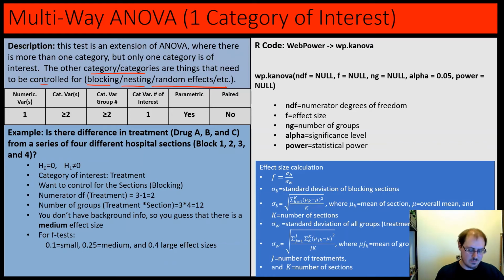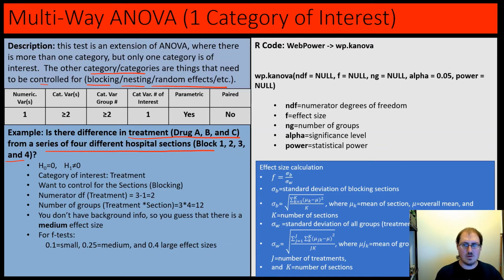So let's piece together an example just to see what I mean. Is there a difference in treatment, drug A, B, or C, for a series of 4 different hospital sections, blocks 1, 2, 3, and 4? What I'm asking here isn't, hey, is there a difference in hospitals? It's, no, I'm really interested in this drug, if there's an effect of it, but I know there's variation in these different hospitals, so I want to account for that, so I'm not failing to see a treatment effect because there's so much variation in different hospitals.